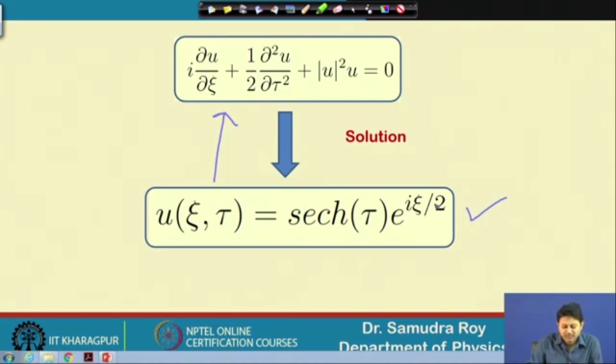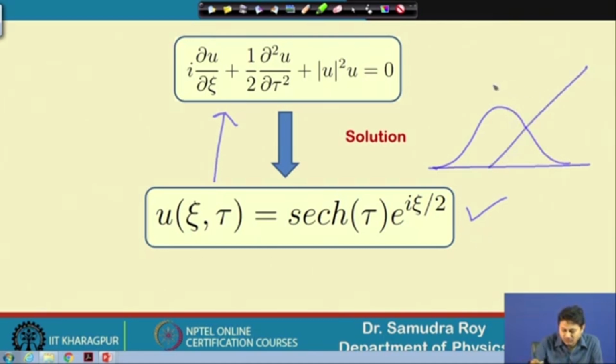That is one thing. Second thing you should note is that the phase is changing here with respect to xi, which is changing in a linear fashion, but the temporal part remains unchanged. So, whatever we launch in the time domain, over the distance there will be no change in the shape.